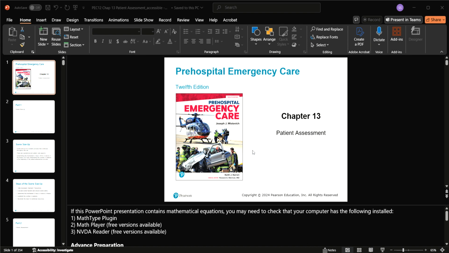What does AVPU stand for? What's the A? Alert and oriented. Just because they're alert doesn't mean they're oriented. When we talk about oriented, are they oriented to person, place, thing, and time? Do they know where they are? Do they know why they are where they are? Do they know who they are?